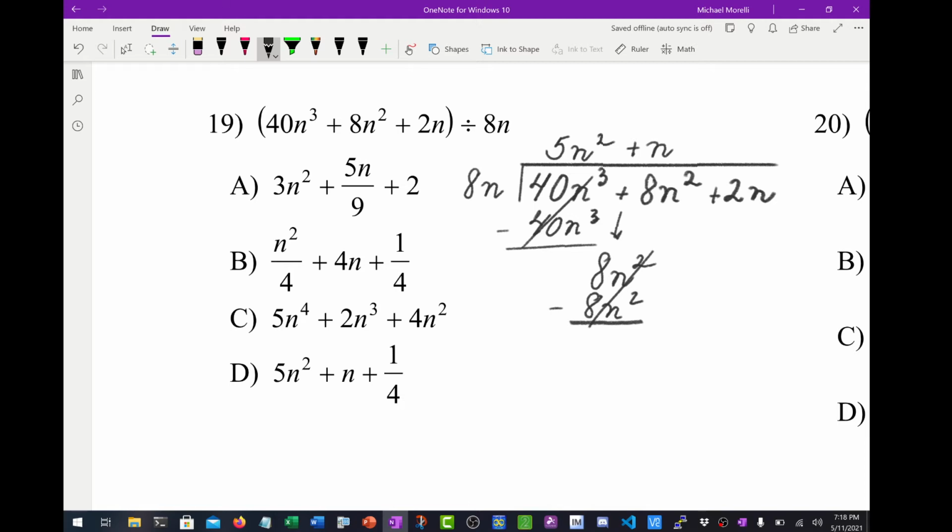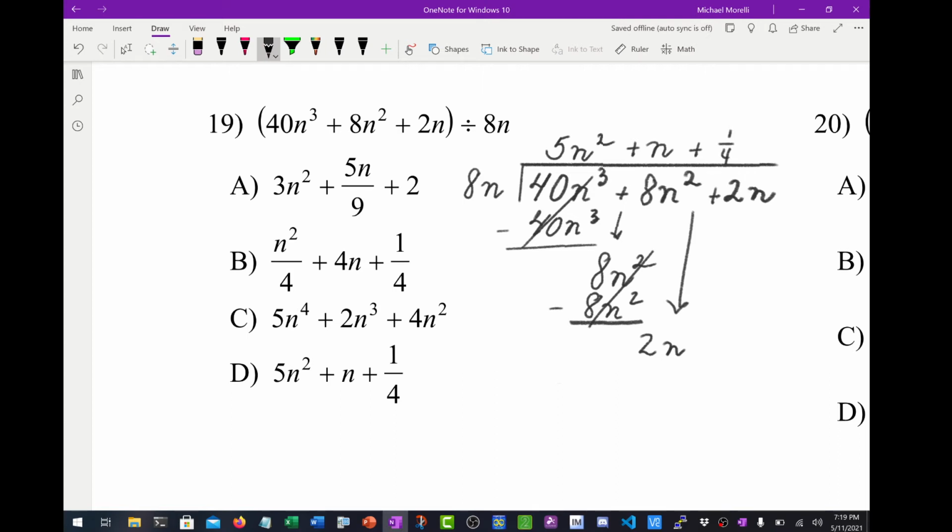And we bring down our final term, which is the plus 2n. So we just write 2n. Now we've got to turn the 8n into a 2n. So we don't have to touch those n's, but we've got to turn an 8 into a 2. Well, I could divide by 4, but remember, I'm not allowed to divide. I can only multiply. So I've got to multiply 8 times 1/4. And that's going to give me 2. Okay? So the final term of my quotient is just plus 1 over 4.